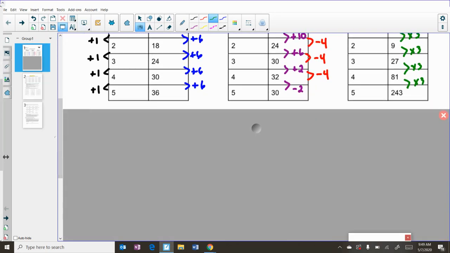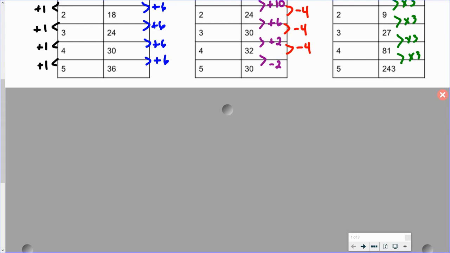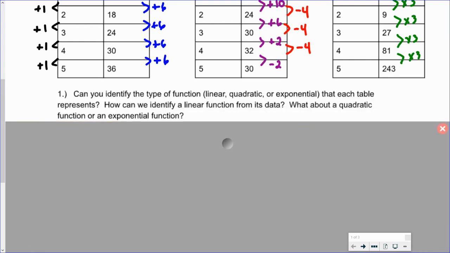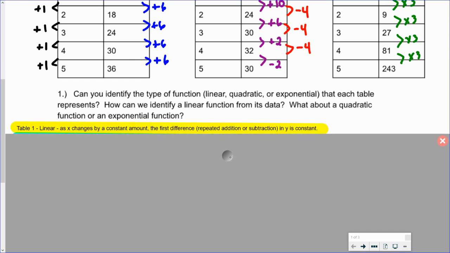Make this larger here. So number 1 reads, can you identify the type of function, linear, quadratic, or exponential, that each table represents? How can we identify a linear function from its data? What about quadratic? What about exponential? So here's the trick that you're going to use. So table 1 was linear in nature. And as we saw, as x changed by a constant amount, the first difference, which was either repeated addition or subtraction, in your output values is going to be constant.